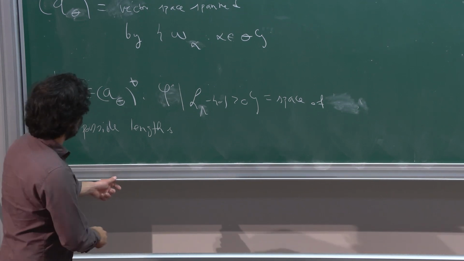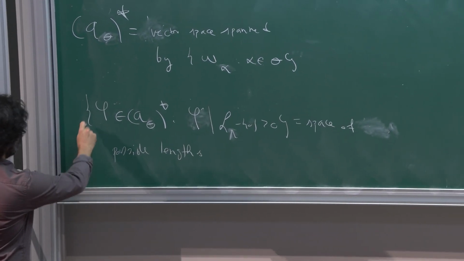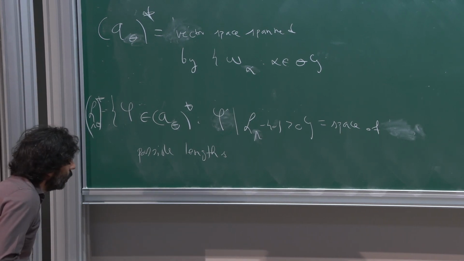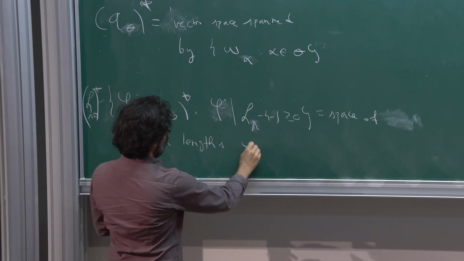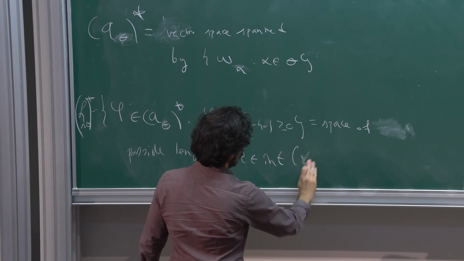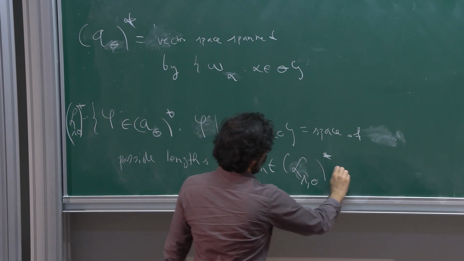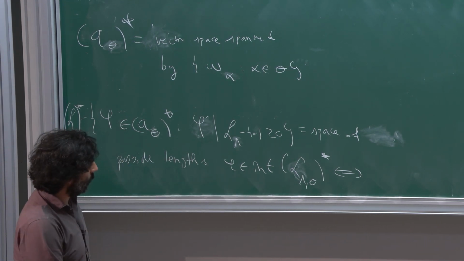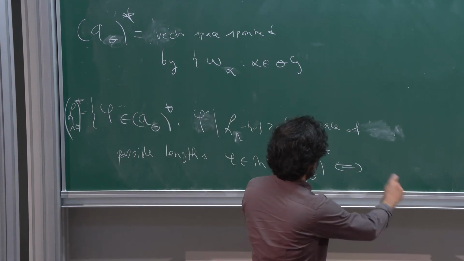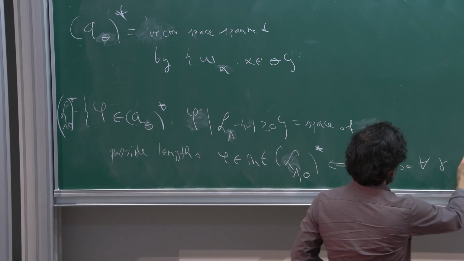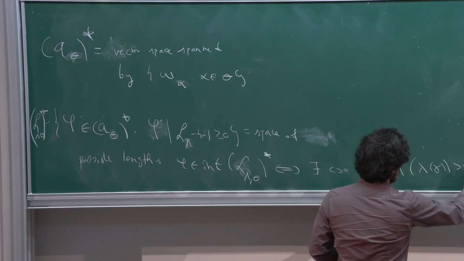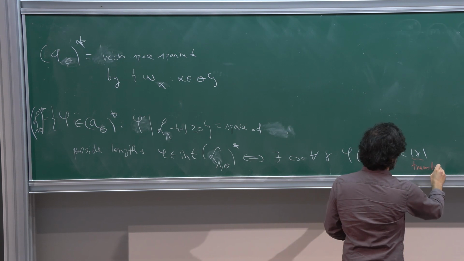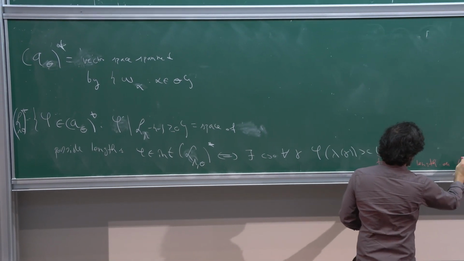And why do I call this a possible length? Because being in the interior of this set, let me call this L theta Gamma dual, means essentially that you can compare the Jordan projections evaluated by phi with the translation length of lambda on itself. Here I put the translation length on its Cayley graph.